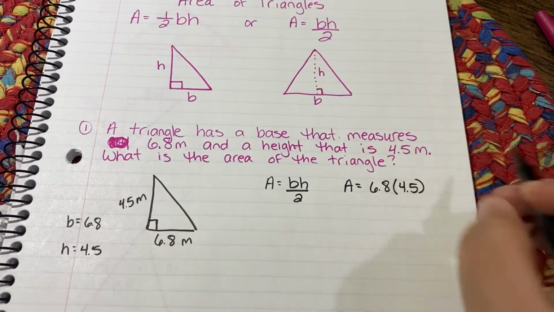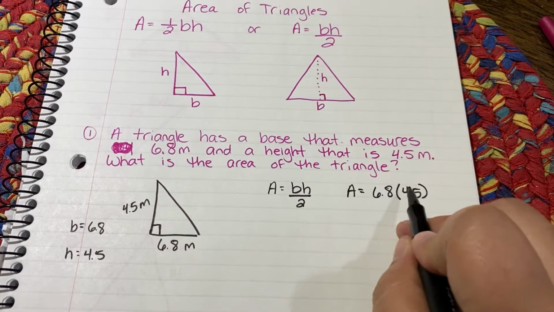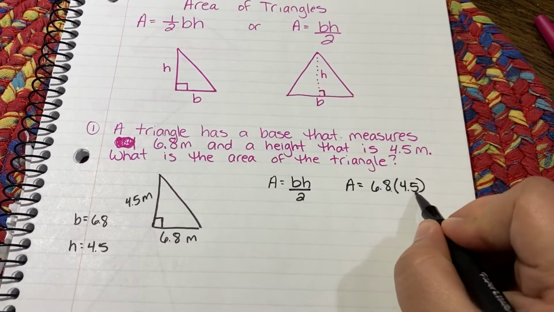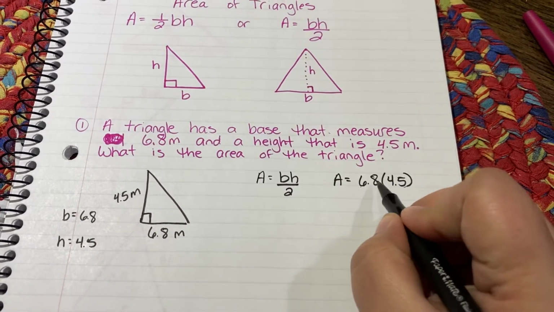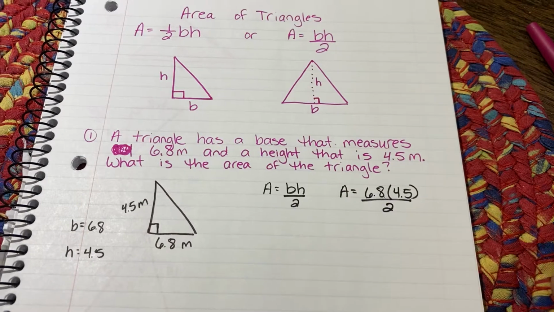You can see here that I'm using parentheses to represent multiplication. I don't want to just put the numbers side by side because then it would be confusing which number is which. So you put parentheses around one of the numbers. 6.8 times 4.5, and the whole thing gets divided by 2.